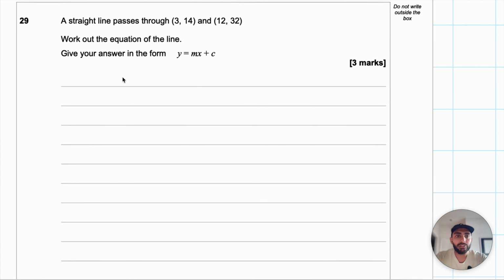Question 29. A straight line passes through (3, 14) and (12, 32). Work out the equation of the line and give your answer in the form y equals mx plus c. So m and c are what we're trying to find out here. The m is the gradient. That's telling you how steep the line is. And the c is the y-intercept. That's telling you where it crosses the y-axis.